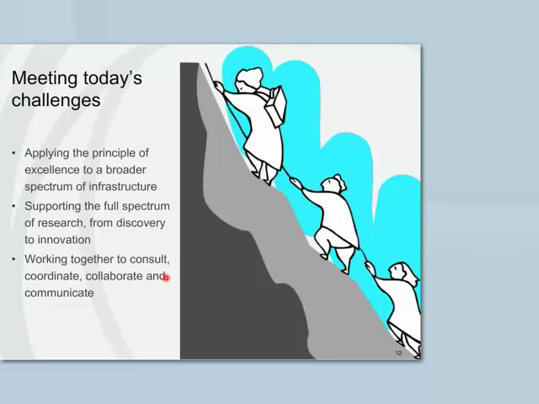And finally, working together to consult, coordinate, collaborate, and communicate. One of the real strengths of the CFI is its consultative approach to designing and delivering its programs. Stakeholders across the board place great value in this characteristic because it ensures that the CFI remains responsive, transparent, and accountable. And when I talk about stakeholders, it's not only the institutions, the universities, the colleges, and the research hospitals, but also the provinces, which are a key partner of the CFI in identifying the research that needs to be funded, but also in supporting the research activities by providing a significant portion of the funds.